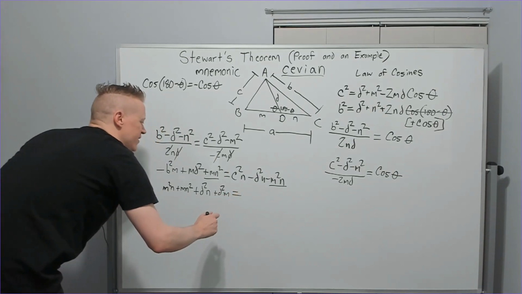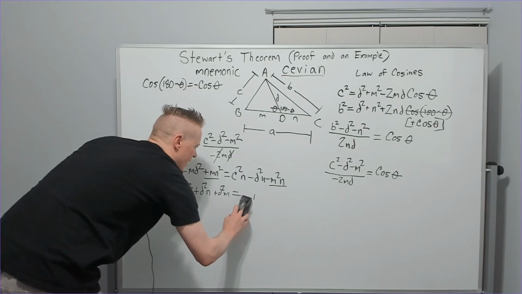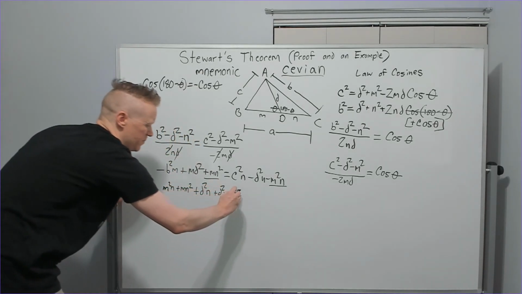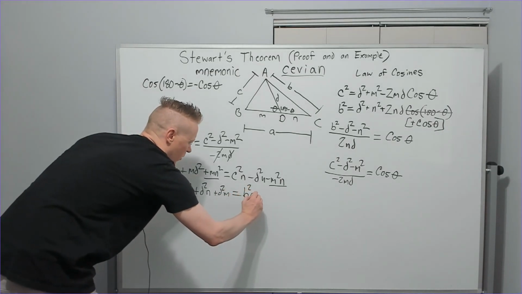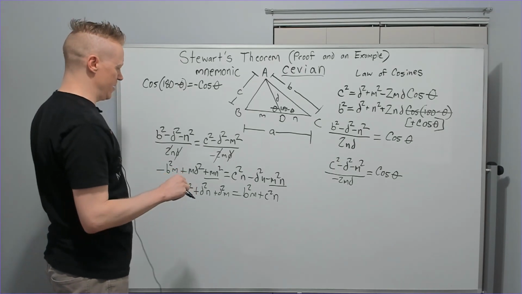And then we're going to move to the other side. We're keeping c squared n over here. And actually, I will put the b squared m first. It was negative. It's going to become positive, b squared m plus c squared n. Now, what can we do?